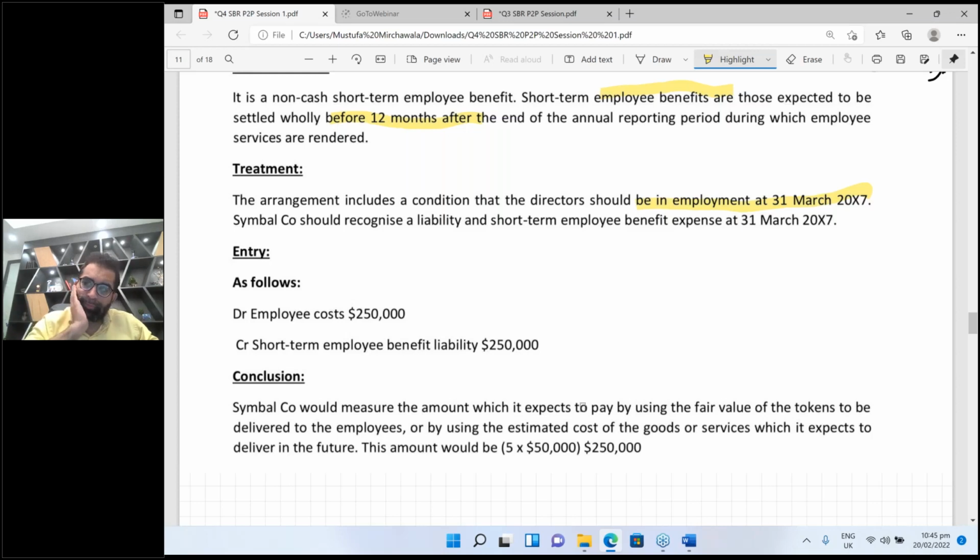See these. The estimated cost as given in the question per director is 50,000. So 5 multiplied by 50,000 is 250,000.